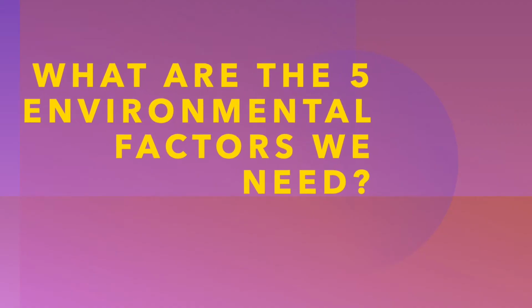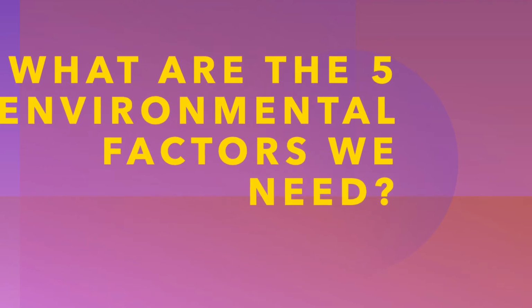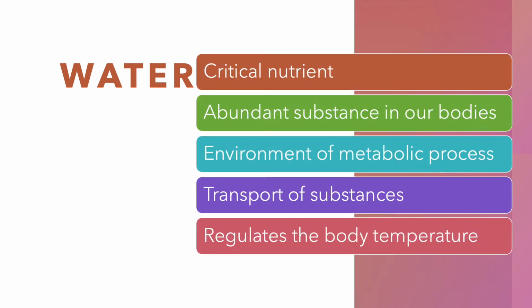What are the 5 environmental factors we need in order to survive in this world? We need water. Water is crucial to our body, and it accounts for 50 to 60% of our body weight, and it is the single most abundant substance in our body. Water provides an environmental necessity for chemical reactions and a fluid base for bodily secretions. Our body's chemical functions are dissolved and transported in water. It also helps regulate our internal temperature, and it protects and lubricates our joints.